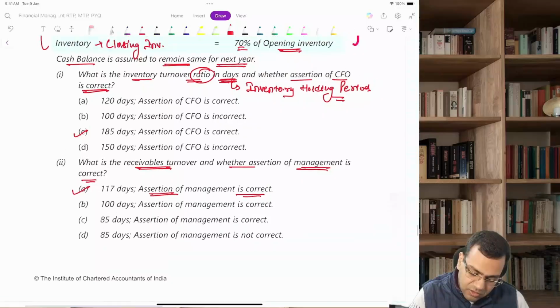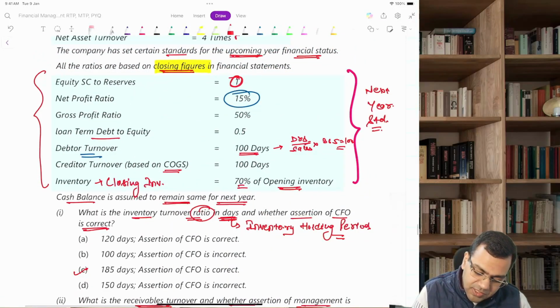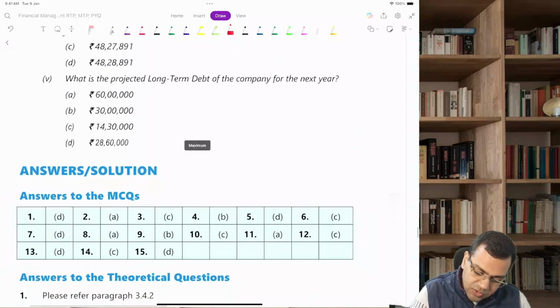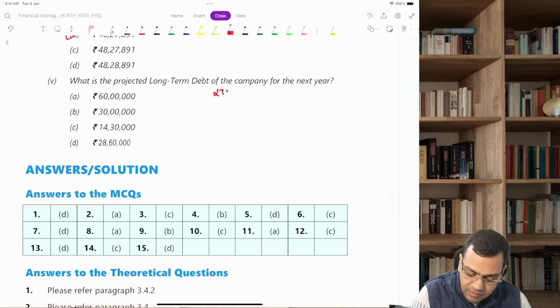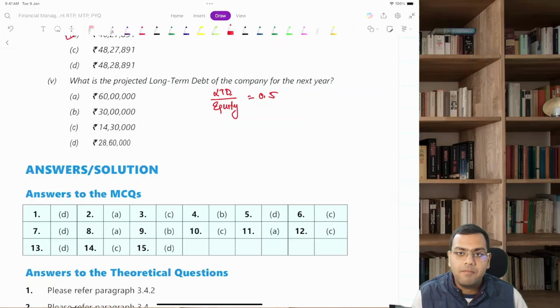How can you find out the long-term debt? Now, long-term debt to equity is given as 0.5. So using that, we can say long-term debt divided by equity is equal to 0.5. Clear with this?